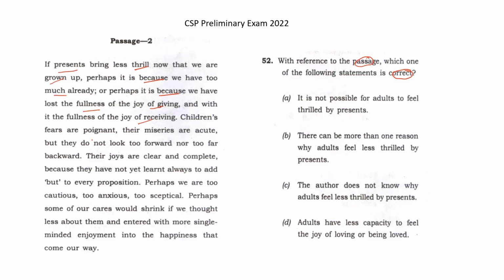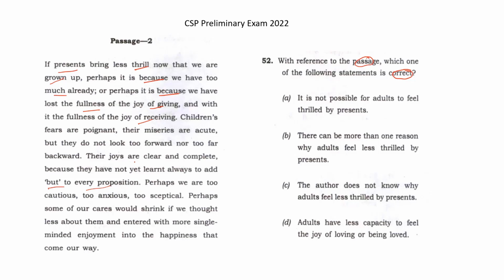Children's fears are poignant, their miseries are acute, but they do not look too forward nor too far backward. Their joys are clear and complete because they have not yet learned always to add "but" to every position. What does it mean? So the children are getting more thrill from presents, from the gifts. How and why?